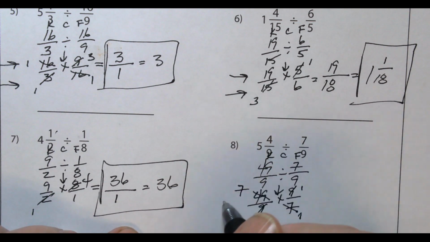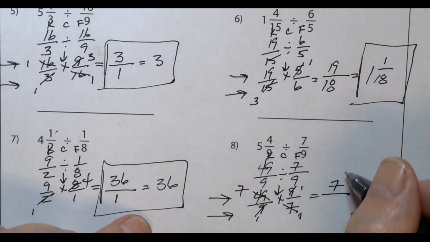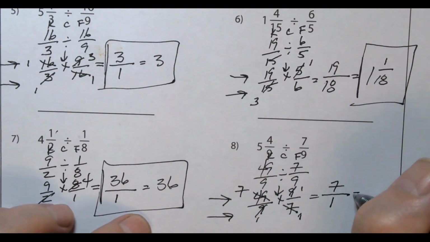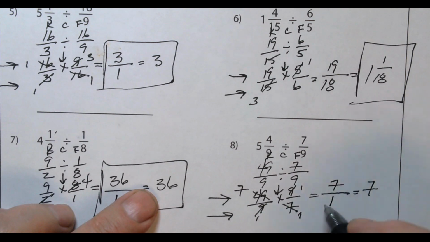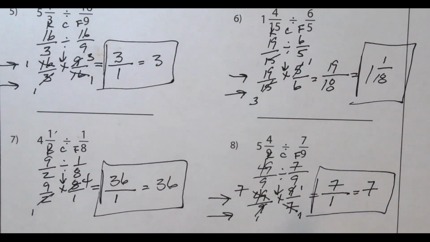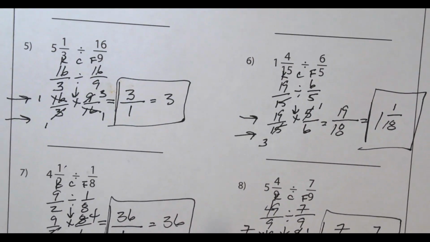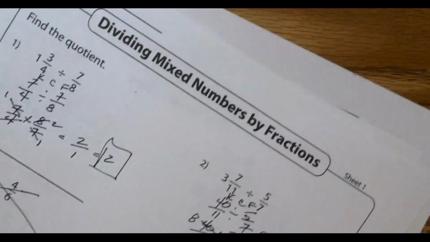So now I'm going to multiply across. 7 times 1 is 7, and 1 times 1 is 1, which simplifies to 7. So the final answer is 7. Okay, guys, pretty quick lesson, but that's how you divide mixed numbers and divide fractions.